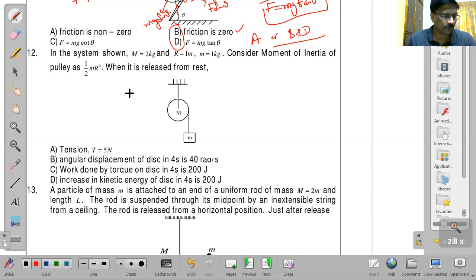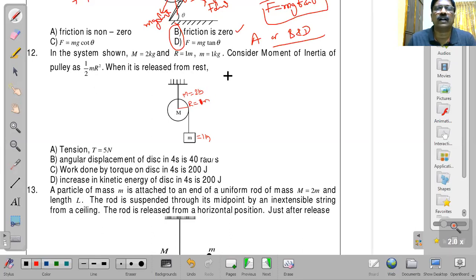Next, in the system shown, mass M is equal to 2 kg, R is equal to 1 meter, and m is equal to 1 kg. That means this mass small m is 1 kg, and this mass capital M is 2 kg, given. Of course, the radius R is equal to 1 meter, given. Consider the moment of inertia of the pulley as half M R square.